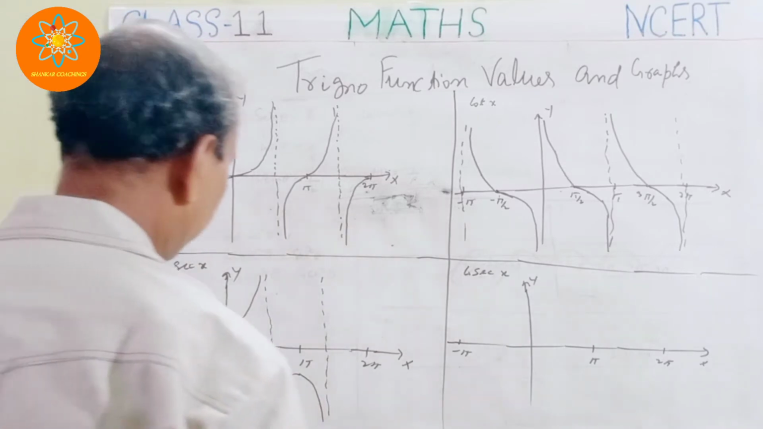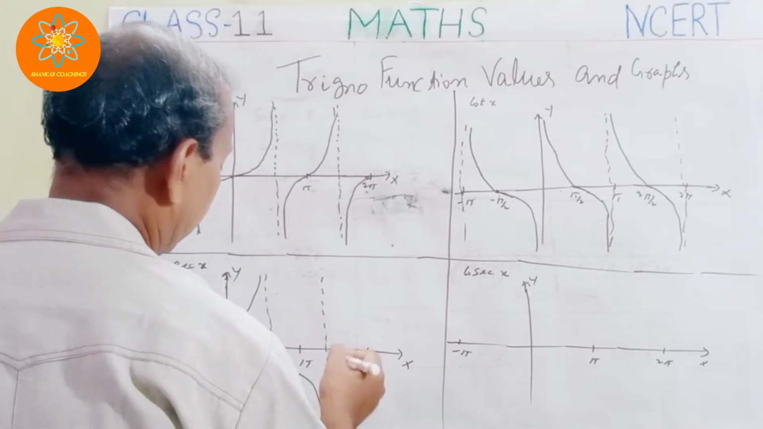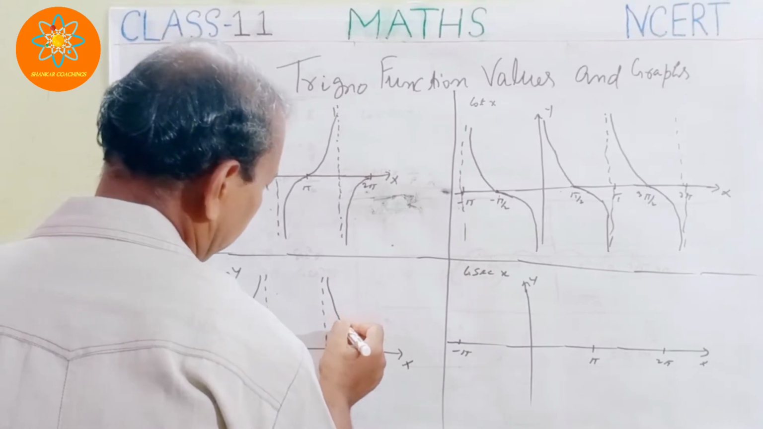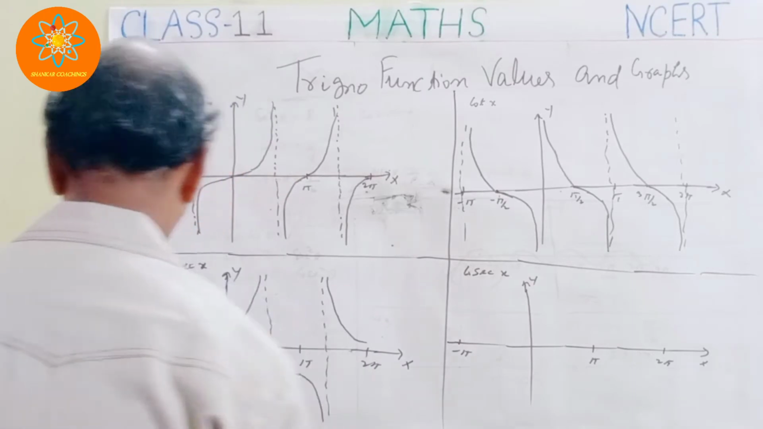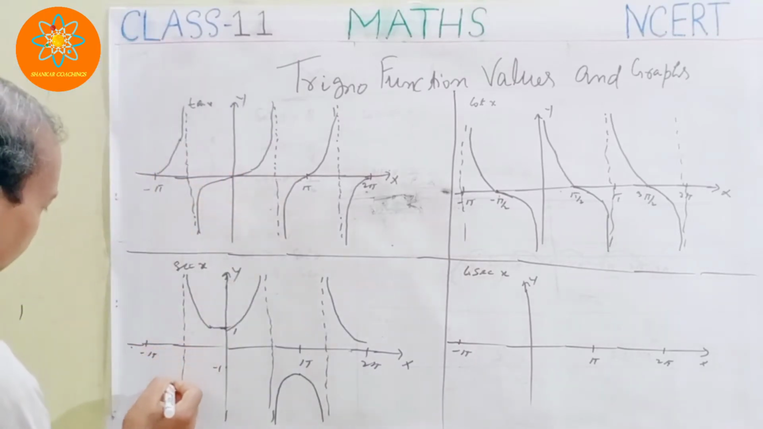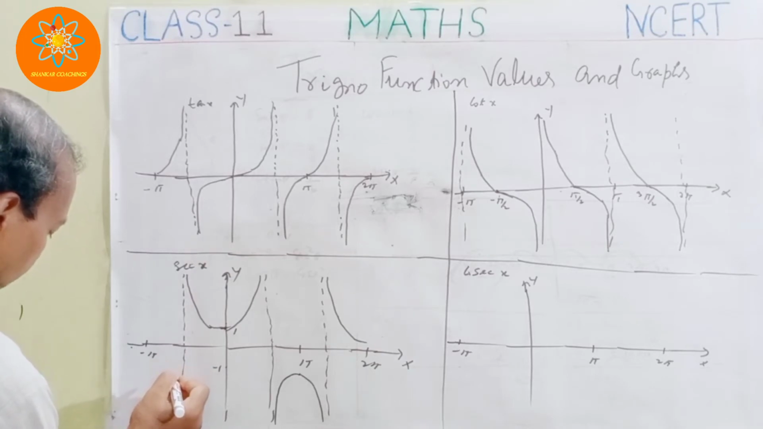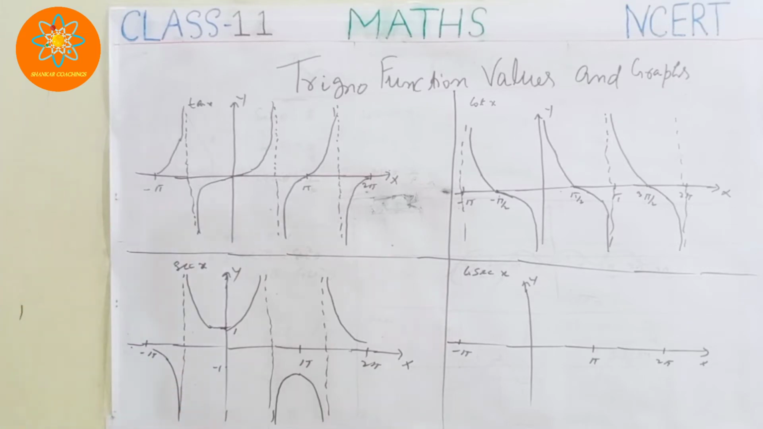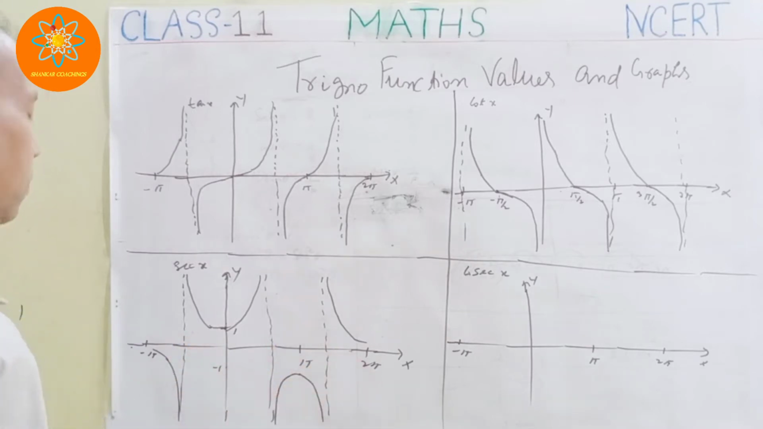Then come to the case of 2 pi. In the 2 pi also it is not defined at 3 pi by 2. So the graph will be something like this. Then it is also not defined for minus pi by 2. So for minus pi by 2 the graph will be like this. It is not defined for this. Okay, so these points are minus pi by 2, pi by 2 and 3 pi by 2.